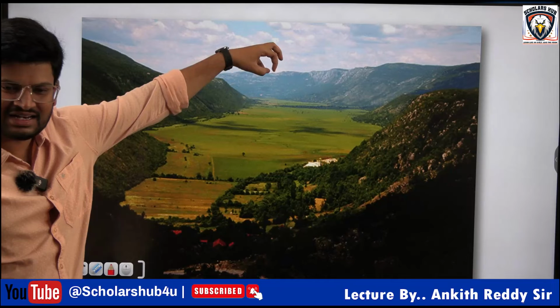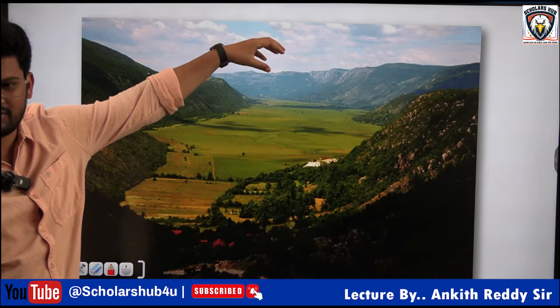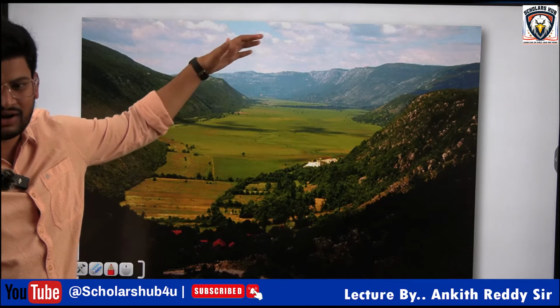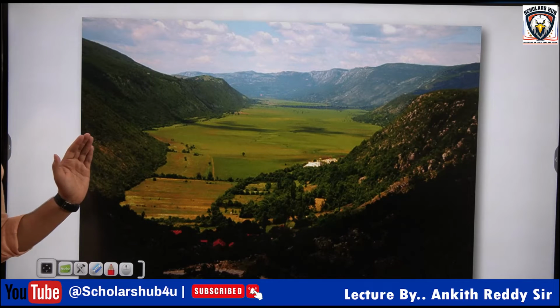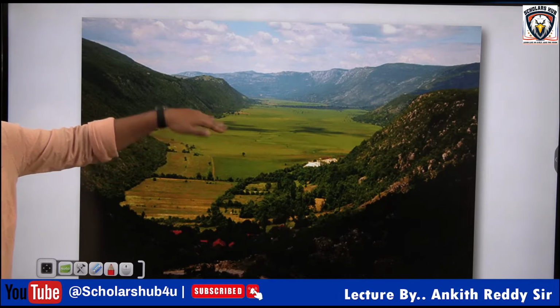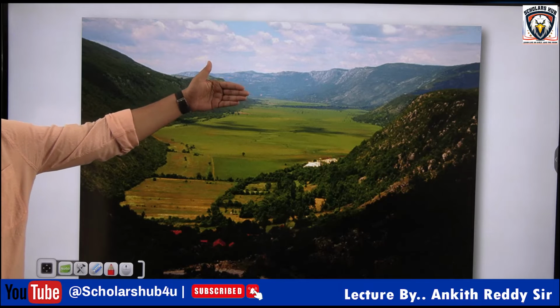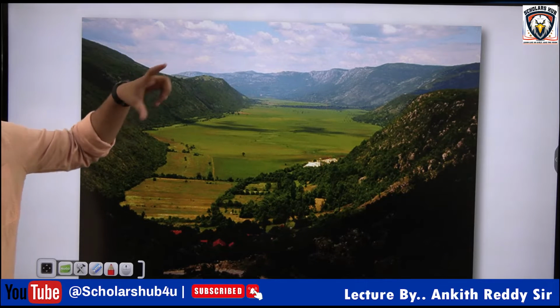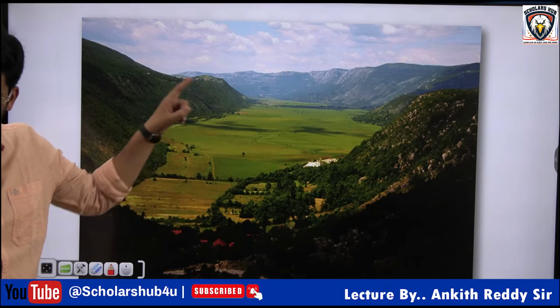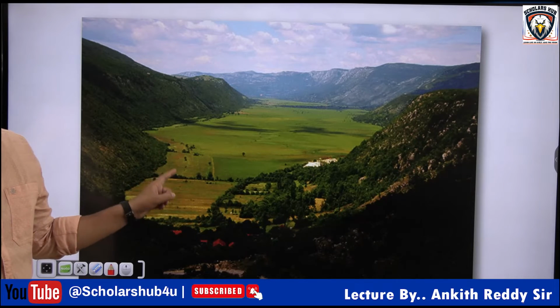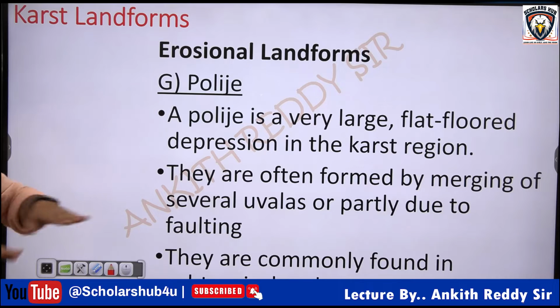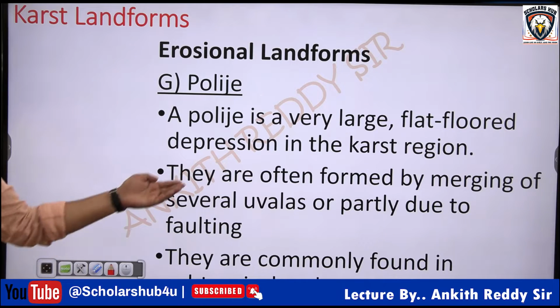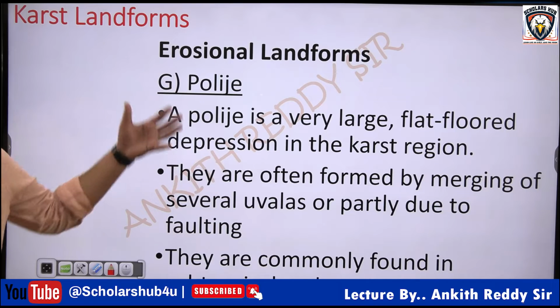Initially the sinkholes might have formed, and they become dolines, then collapse and become uvalas, and the entire structure collapses. Now look, a flat landform has formed here. Before this flat land, there were rocks here that formed like a sinkhole, then uvalas, and the entire part collapsed and formed into a polje. So what is a polje? A polje is a very large flat floor depression in the karst region. They are often formed by the merging of several uvalas.